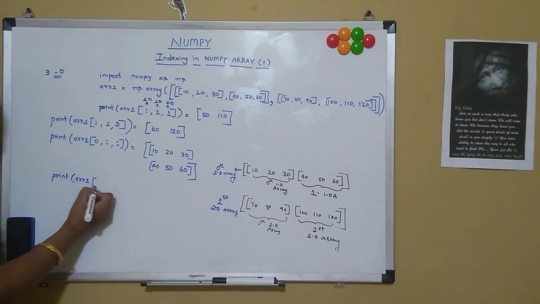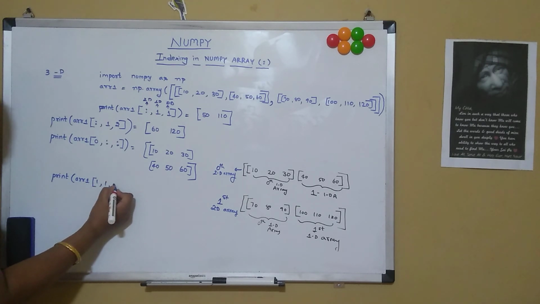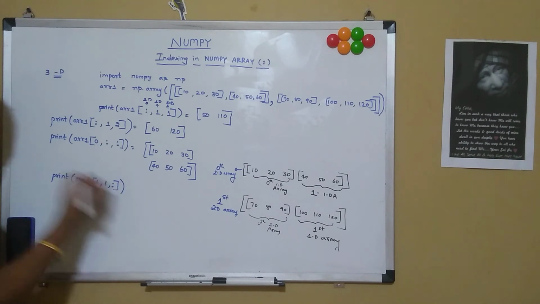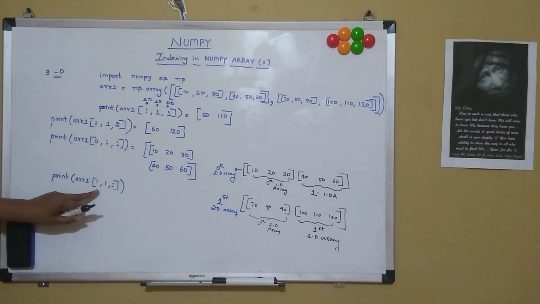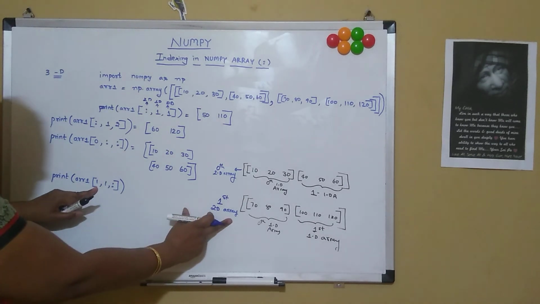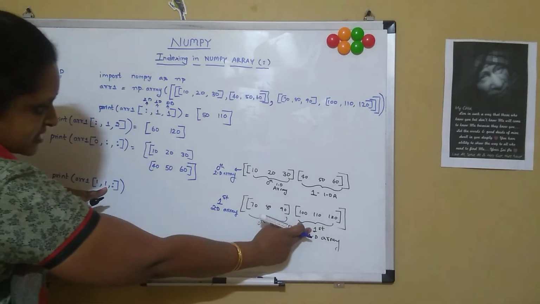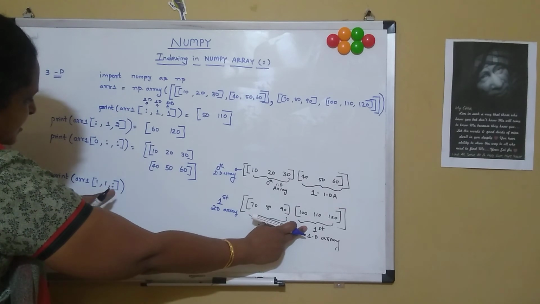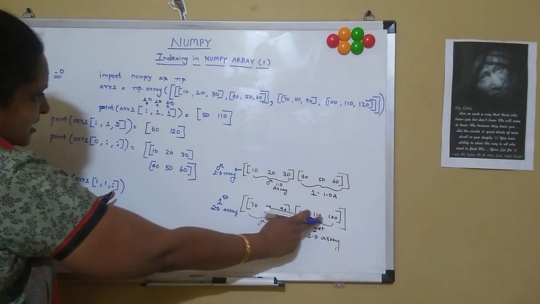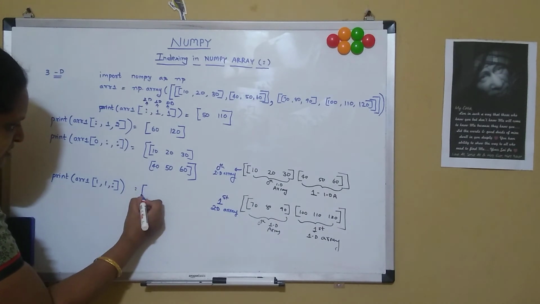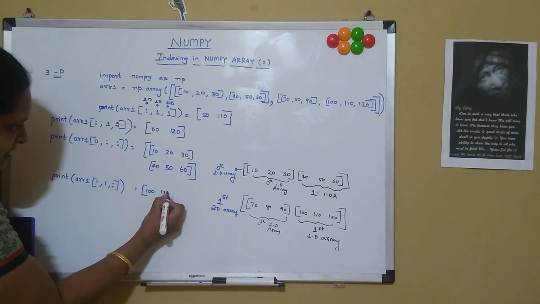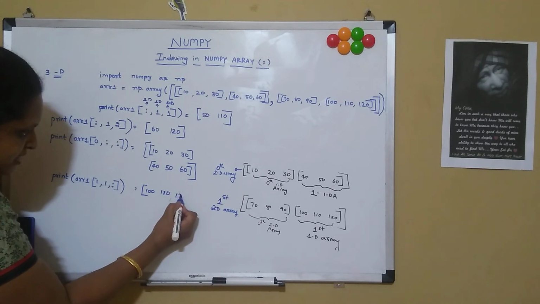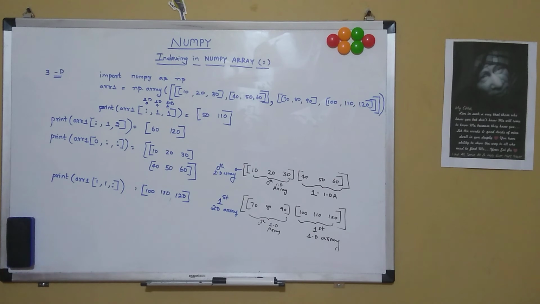If I say array1, 1, comma 1, comma colon, in this case what gets printed? It will take the first 2D array, that is this particular array. Then the first row, that is this particular row. In that it will consider all the elements. So 100, 110 and then 120. Now if I give colon in all the three places, then my entire 3D array will get printed.